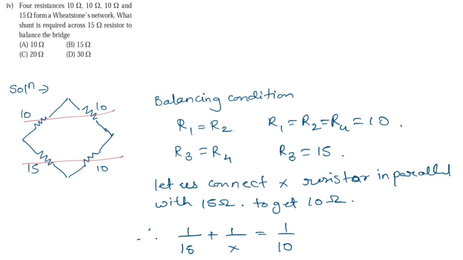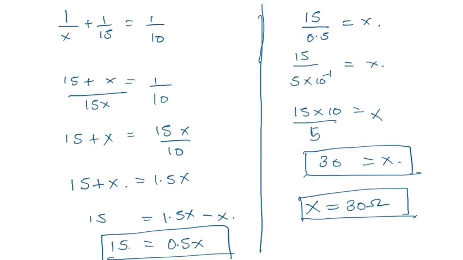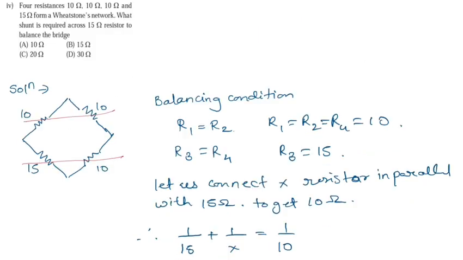By using the formula for resistance in parallel combination, I want to find the resistance. I already know that R3 should be equal to 10. The new resistance after the shunting of the resistor should be 10. So I want to find this X value, what resistor should be applied to 15 as a shunt resistor so that I get the answer as 10. By solving this equation, I get the answer R is equal to 30 ohms. That is what the answer is. So D is the right answer.